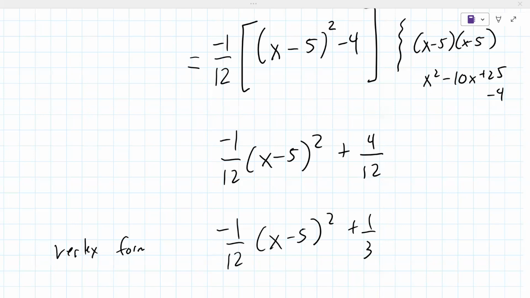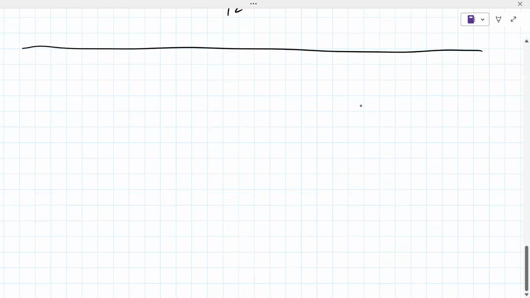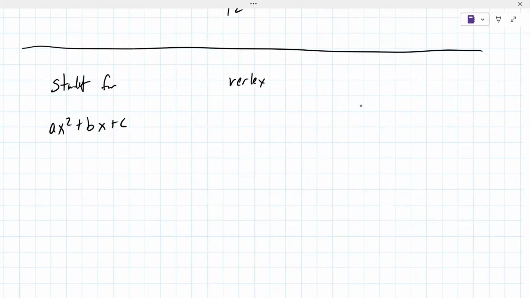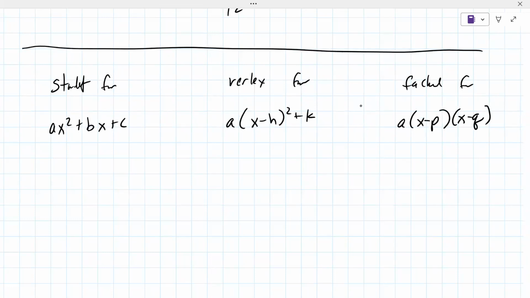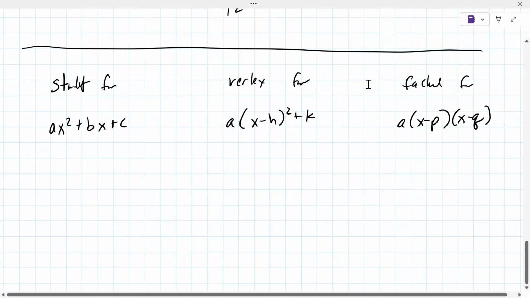So just like the thing that maybe isn't clear at this point is that there are three equations of a quadratic. There's standard form, which is ax squared plus bx plus c. There's vertex form, which we just did, a(x minus h) squared plus k. And then there's factored form, which is a(x minus p)(x minus q). And the only thing that's the same about them is the a value.